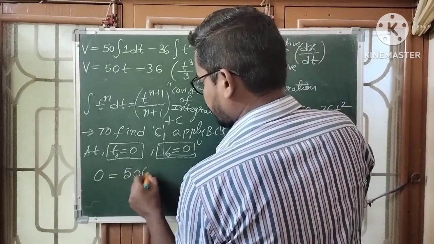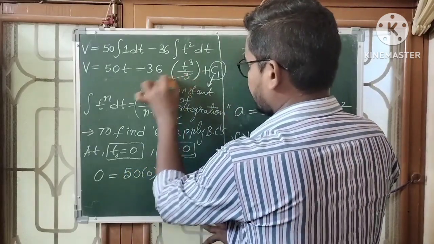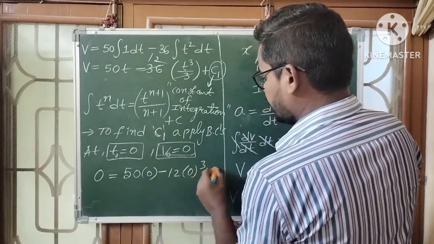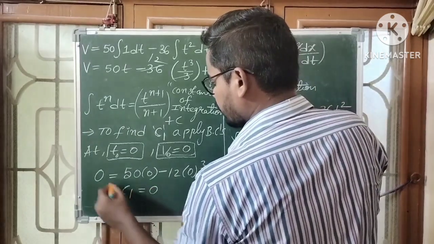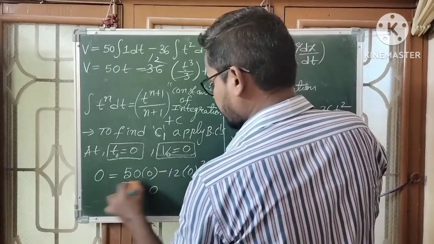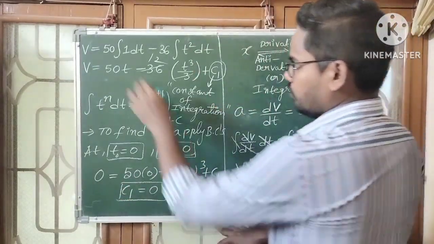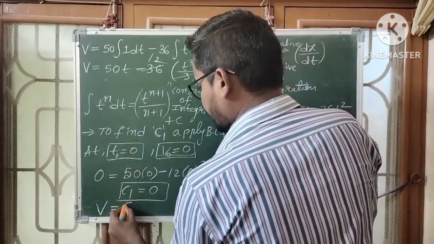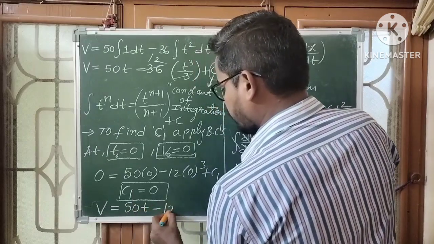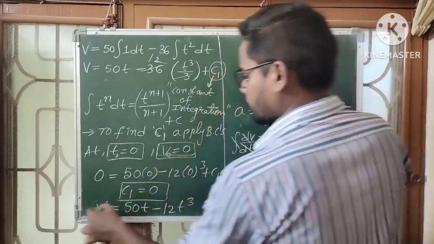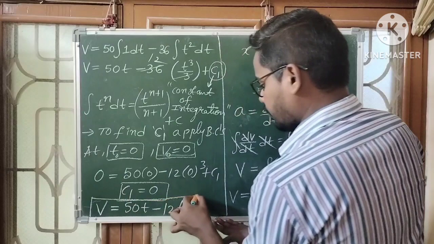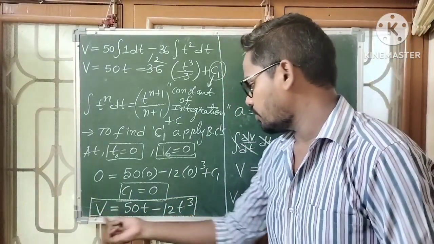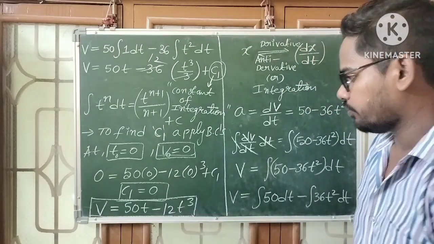So 50 into 0 minus 3 ones are 3, 12s are... so minus 12 into 0 cube plus C1. So what is the value of the integrating constant? 0. C1 is equal to 0. Now what is the equation for velocity? V is equal to 50t minus 12t cube. C1 is already 0. So this is the expression or equation for velocity. V is equal to 50t minus 12t cube.